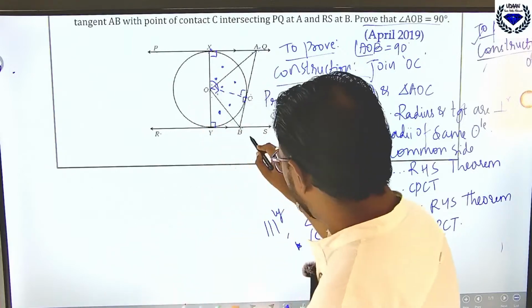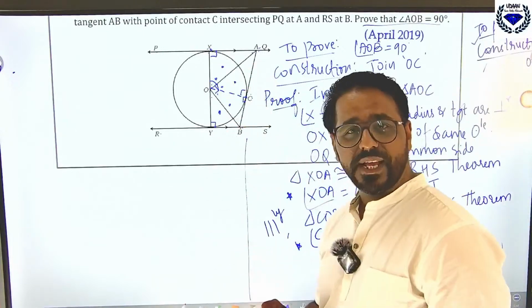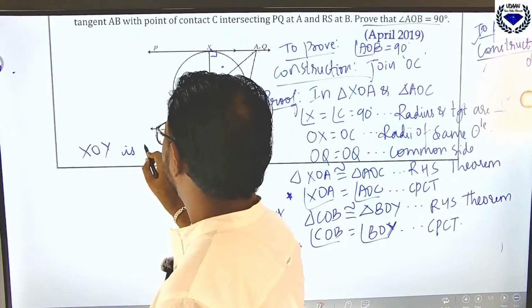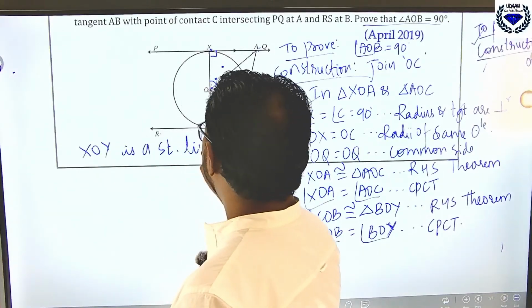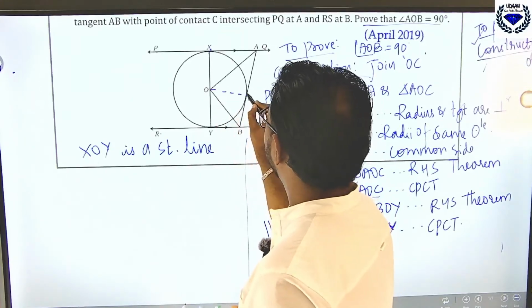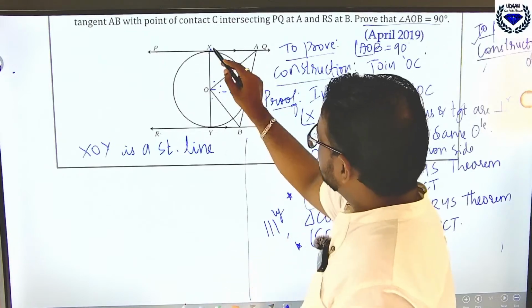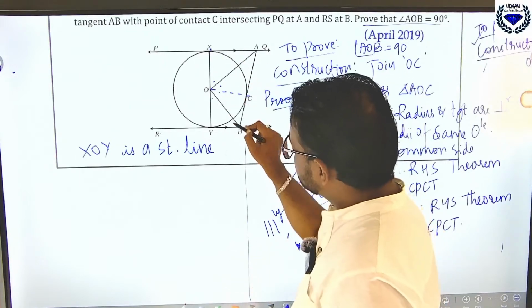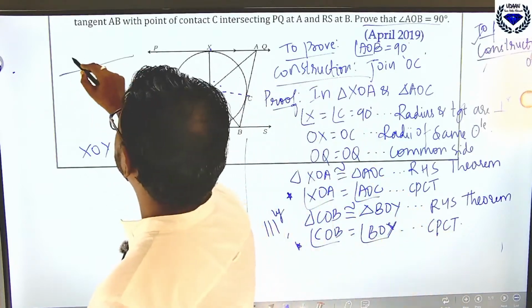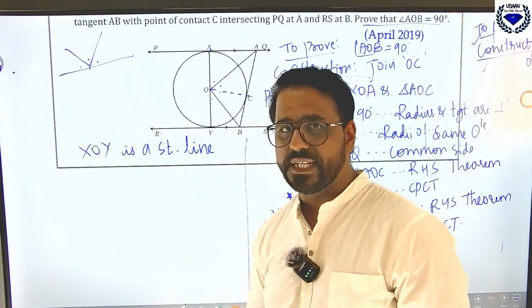Okay, so coming to the solution of this, you see that XOY is a straight line. Now if XOY is a straight line, I'll just take away all this. See, XOY is a straight line. That means this angle plus this angle plus this angle should be 180 degrees. Why? Linear pair. The sum of the angles on a straight line is 180 degrees.